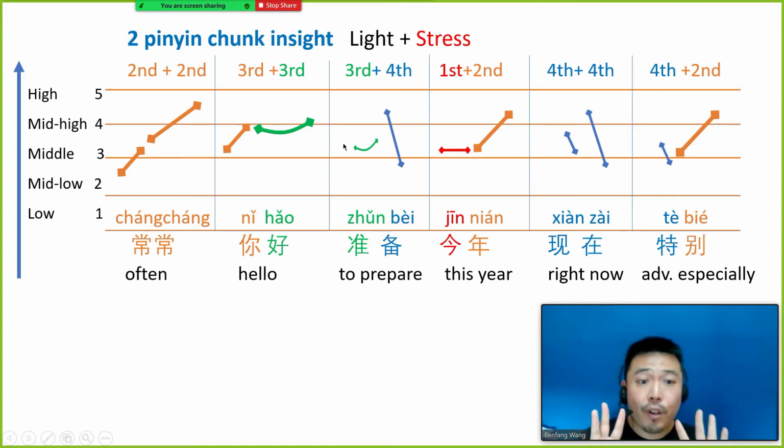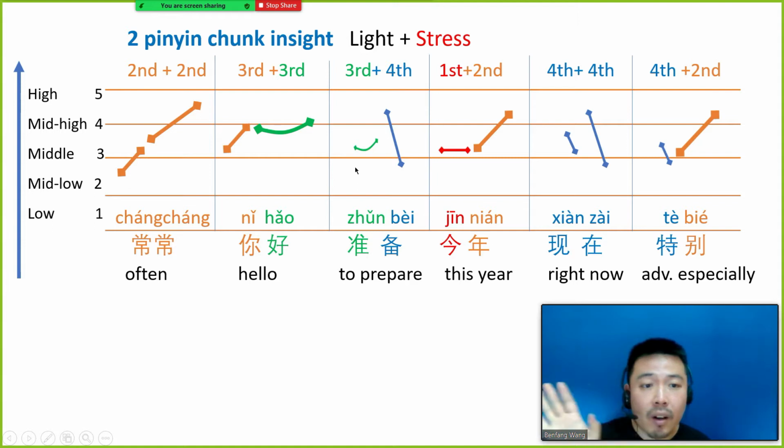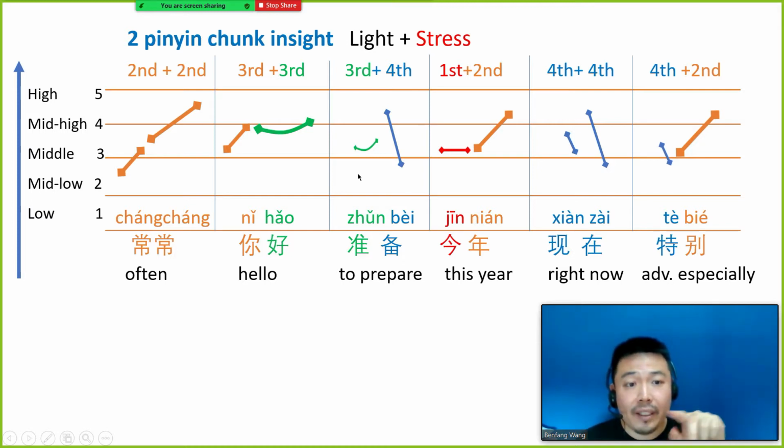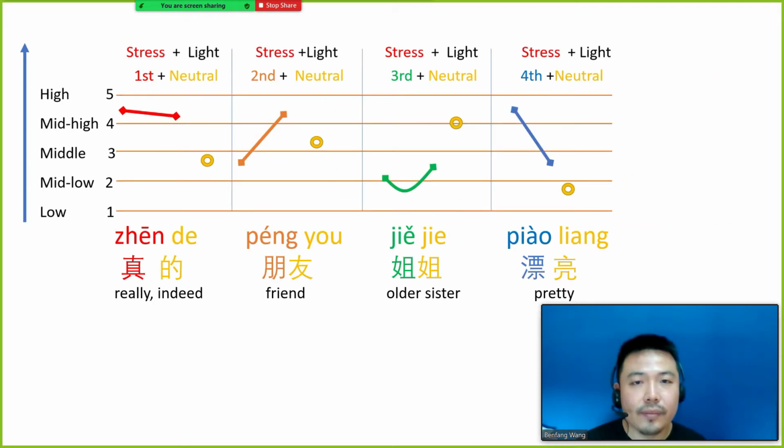When third tone and fourth tone are together, third tone is in the first place. We have to make it shorter and lighter. No more big curve, it's just a low flat tone. So to prepare in Chinese will sound like 准备, 准备. This year, 今年, 今年. Right now, 现在, 现在. Especially, 特别, 特别. Very good.